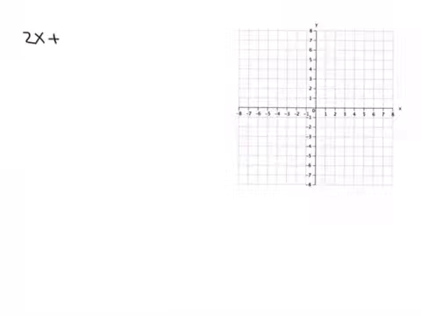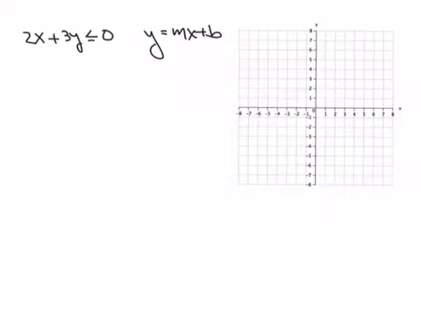2x plus 3y is less than or equal to 0. So we have to put it in this format. So let's move stuff around. We'll move the x over. Now remember, the sign does not change because we're subtracting by 2x, not dividing or multiplying.